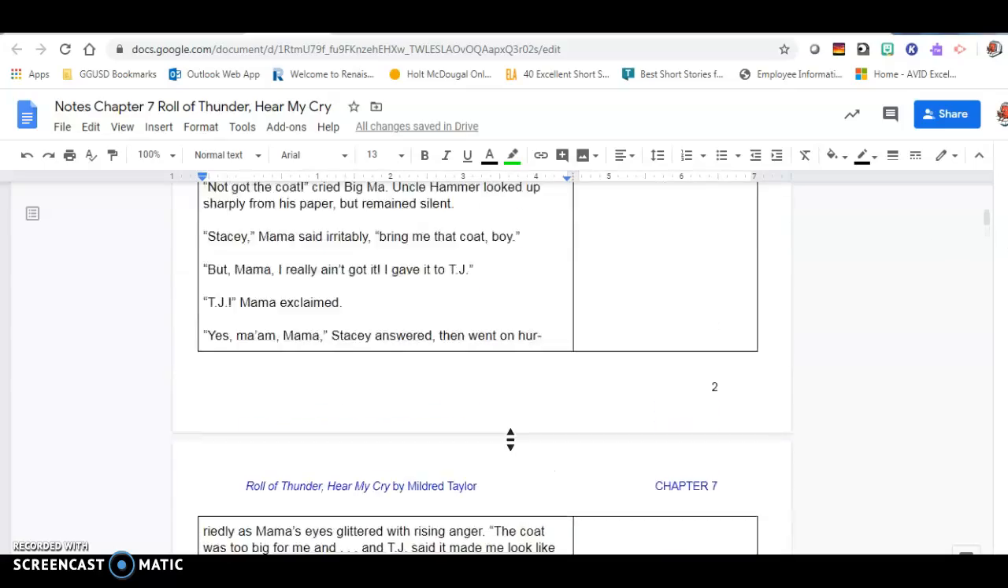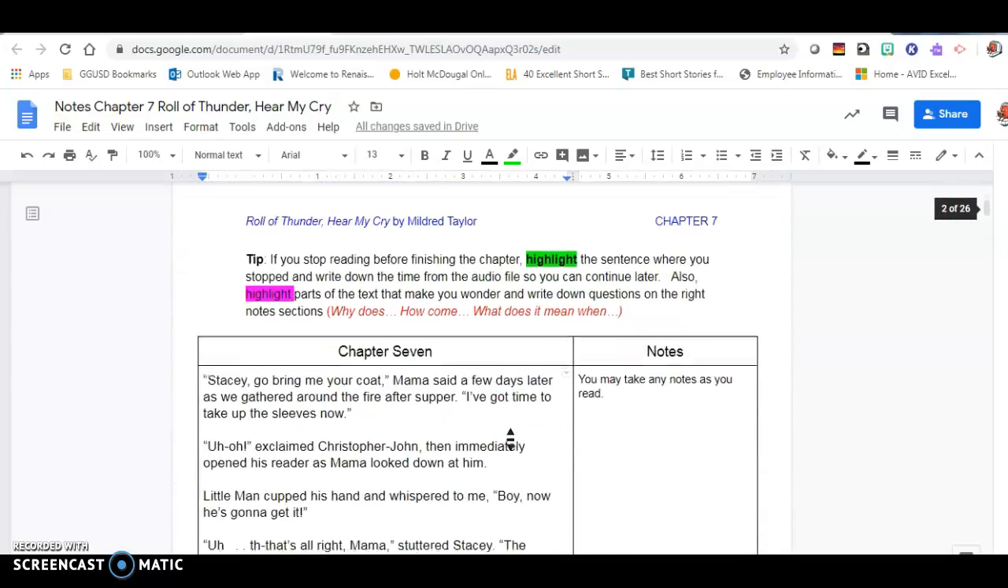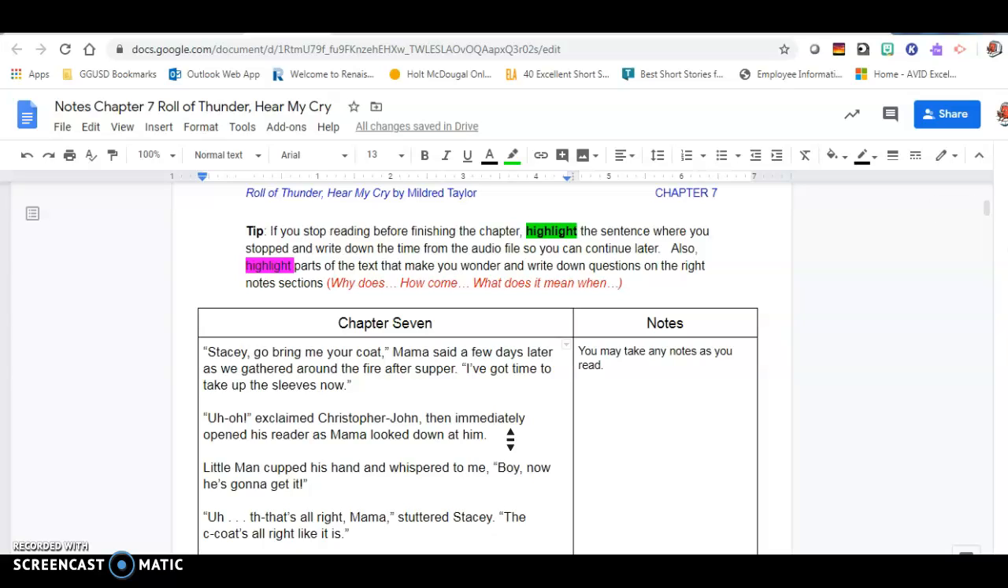Here we go. Chapter 7. You should be asking yourself, how did chapter 6 end? And we know that at the end of chapter 6, they're crossing a bridge and something important happens. Please try to remember what happens at the end of chapter 6.